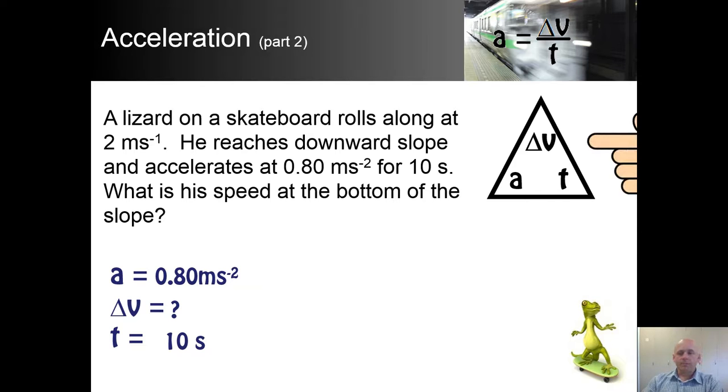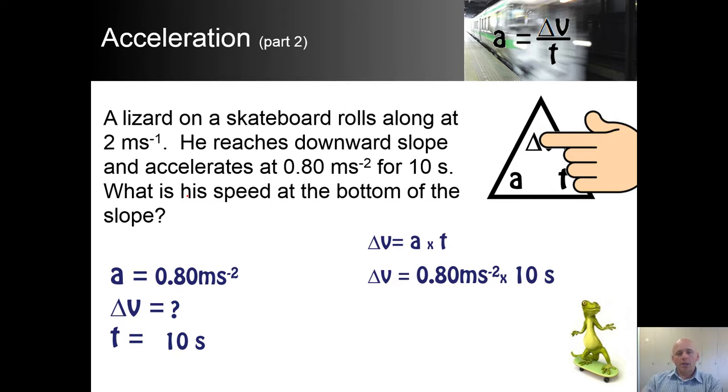So, since we're looking for delta v, we cover up the delta v on the triangle, and delta v equals a times t. So we plug our numbers into our formula. Delta v equals 0.8 meters per second squared, and time t is 10 seconds. Multiply those together and you get 8 meters per second. So that is your change in speed.